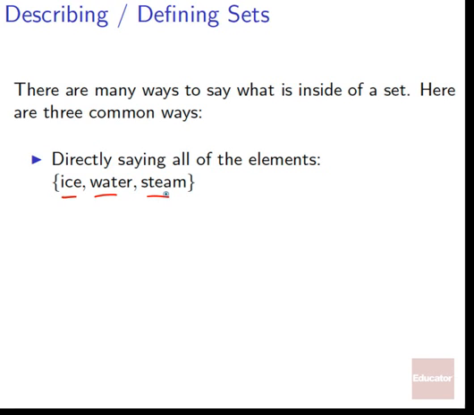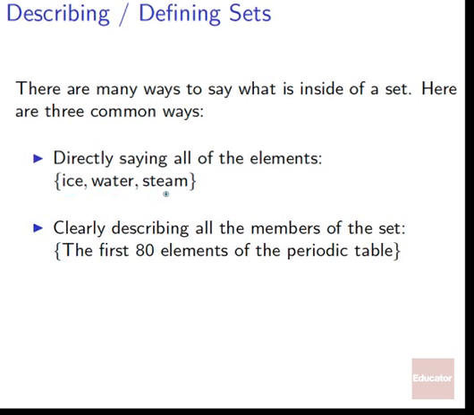Our set has three elements. We've just said each of the three elements. That's the most basic method. We just say what's inside of the set. Another way is we can clearly describe all of the members of the set.